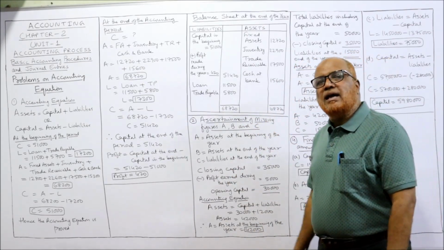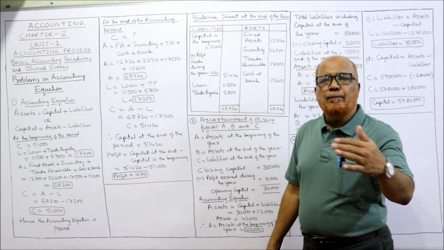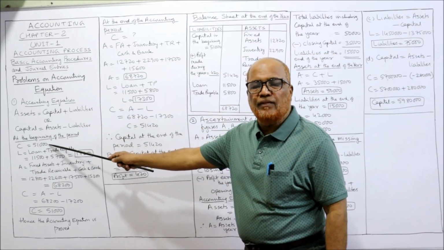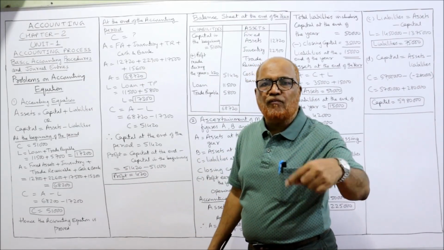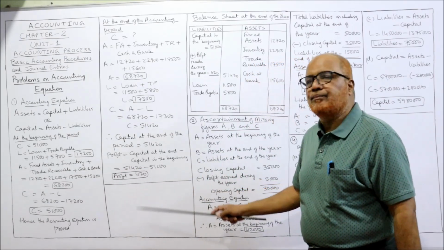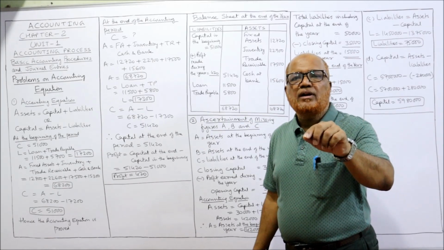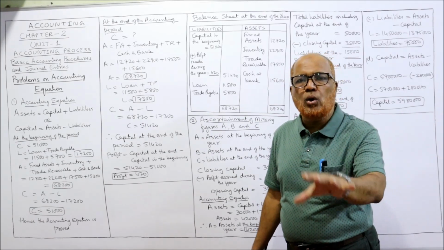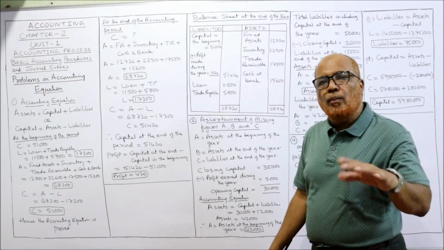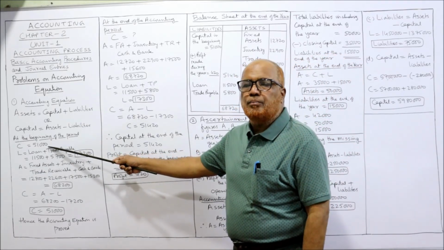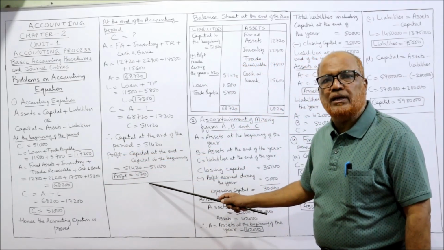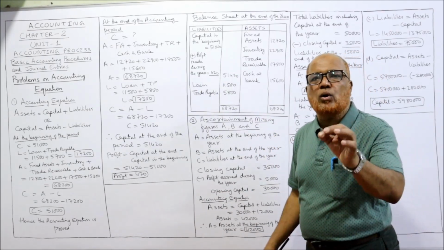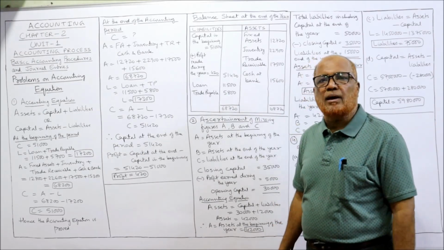Now, liability side, capital. At the beginning of the year, capital was 51,000. And during the year, profit earned is 420. Remember, the profit will be added to opening capital. Then we'll get the closing capital. The opening capital was 51,000. Profit earned during the year 420. So 51,000 plus 420, you'll get 51,420. This is the closing capital, end of the year capital.